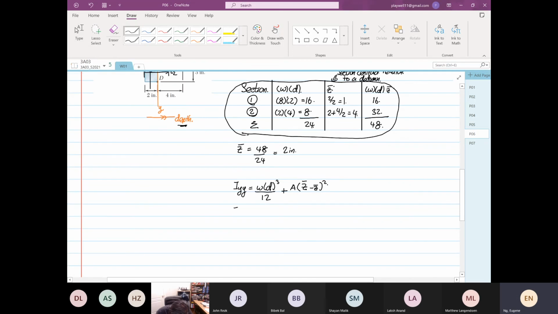So IYY1, as I say, I'm not looking at the figure now, right? IYY1, right? So the width is 8, depth is 2 cubed divided by 12, plus the area, that is 16. Z bar is 2, minus Z, which is 1, the whole thing squared. So this will be equal to 2 power 3 times 8 divided by 12 plus 16 is equal to 21. So this is equal to 64 over 3 inches cubed.